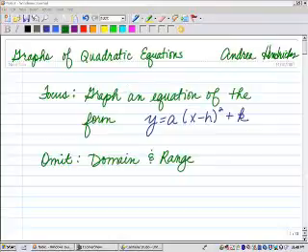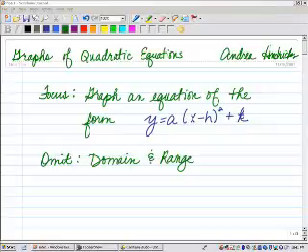I would like to talk to you about graphs of quadratic equations. The focus in particular will be equations of the form y is equal to a times (x minus h) squared plus k. We're going to look at the most basic of these functions and then look at how the parameters a, h, and k affect that basic function.